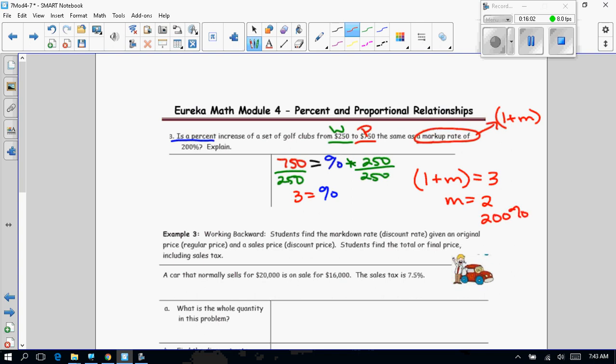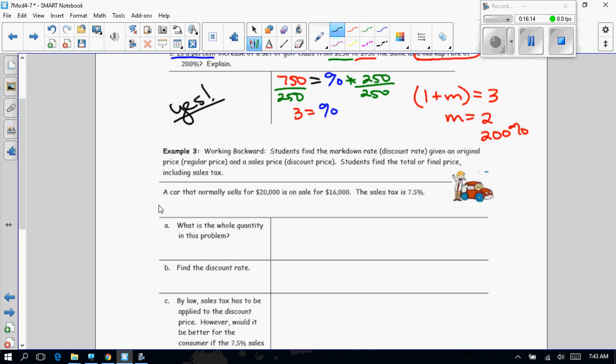So is this the same? Yes. They are the same. Crazy, huh? All right, let's see what we have here on page 56 now. Still working here. Working backwards, okay? So we're going to work backwards and figure out what's going on here.